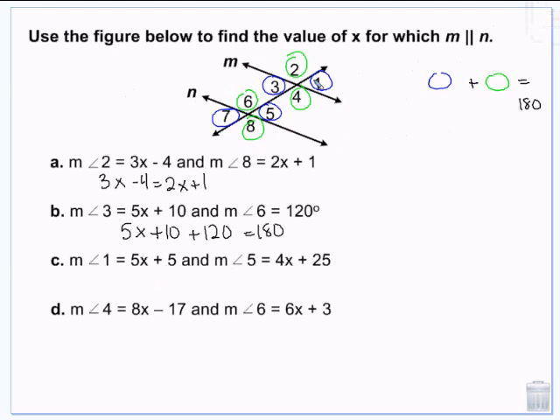1 and 5. 1 and 5, same color? If they're on the same side, they have to equal 180. If they're the two different colors, they're going to add up to 180. If they're the same color, they're going to equal each other. And it's always going to be that. They're always going to equal each other, or they're going to add up to 180 on these. Those are the only two options. So I've got the same color, so they're equal to each other. So this is my setup.